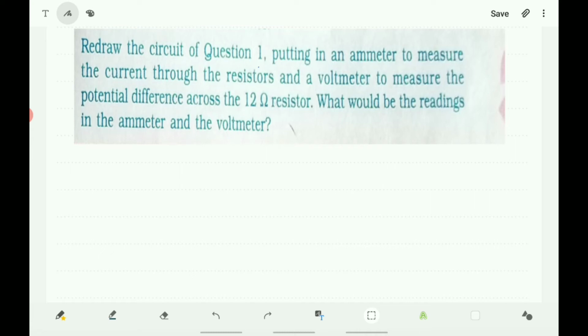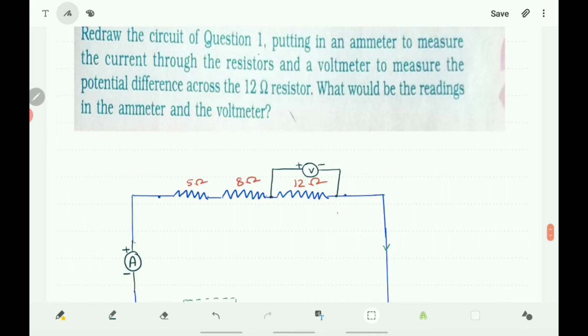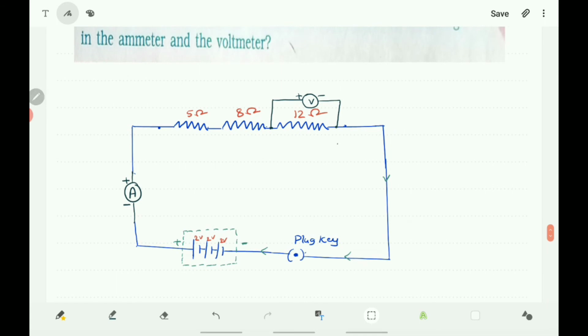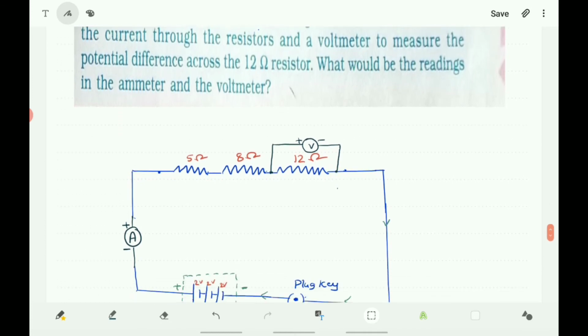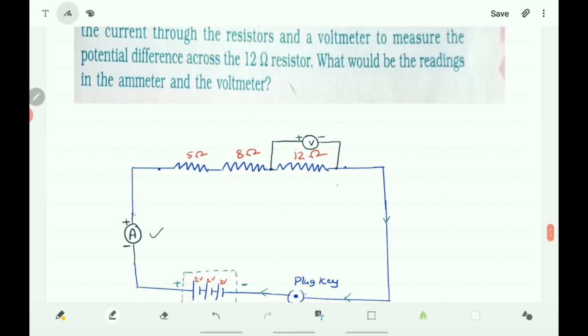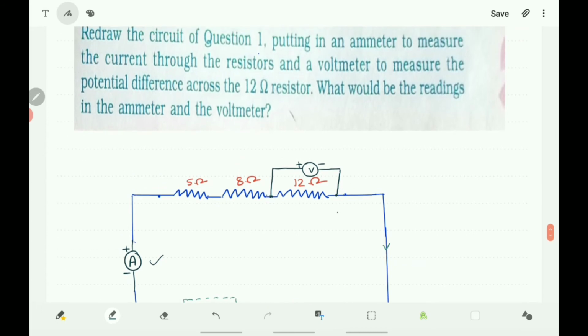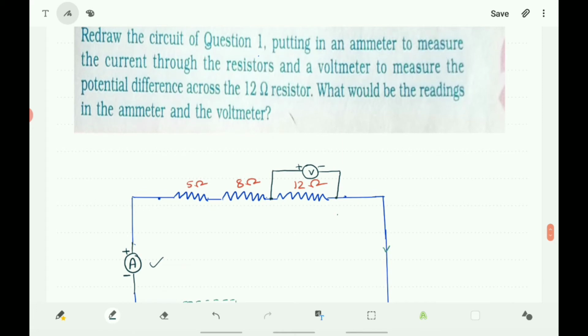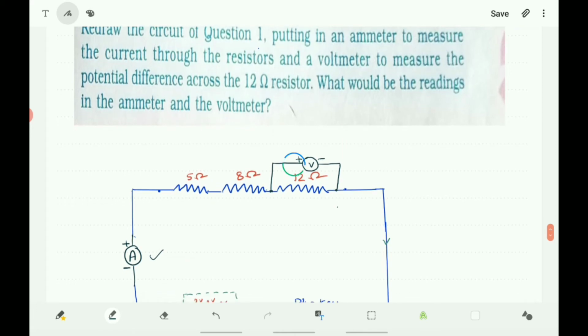So the diagram will be, see the diagram here. Here the same diagram is redrawn. Here there is an ammeter and the voltmeter is connected here, that is across the 12 ohm resistor. And what would be the reading in the ammeter and the voltmeter?